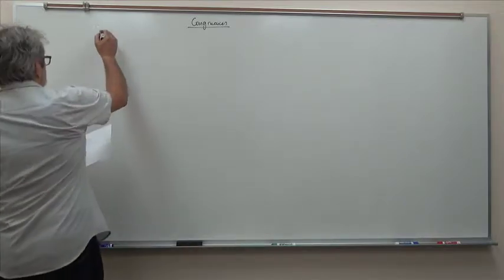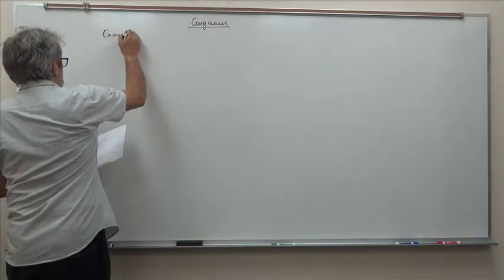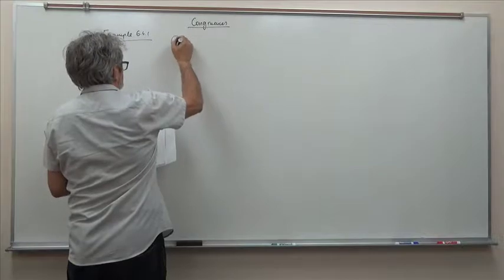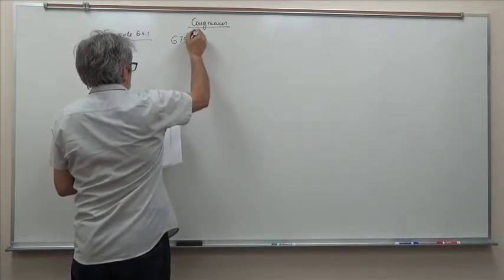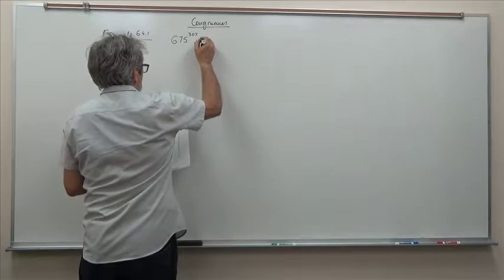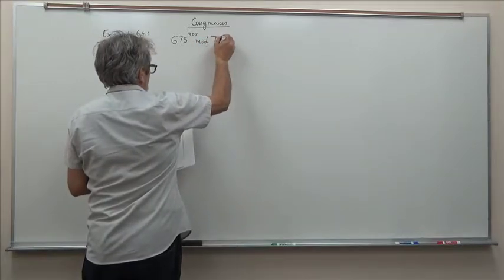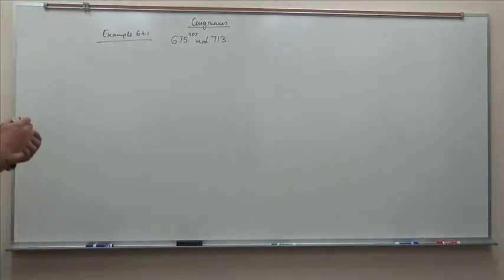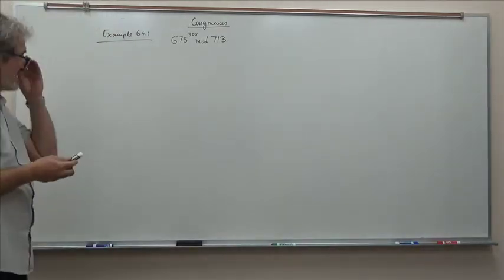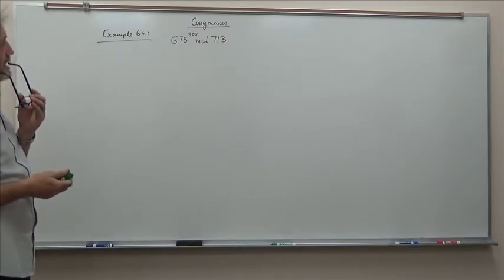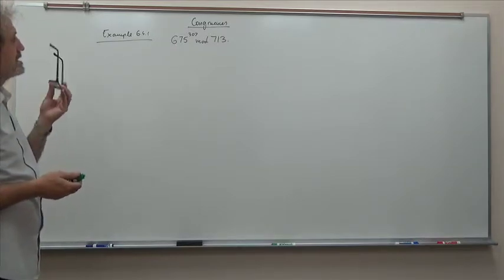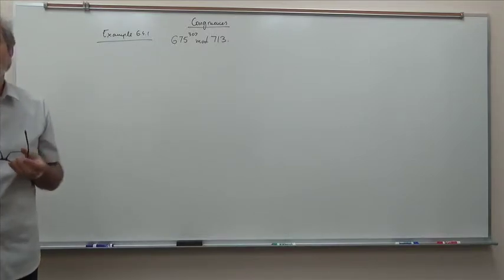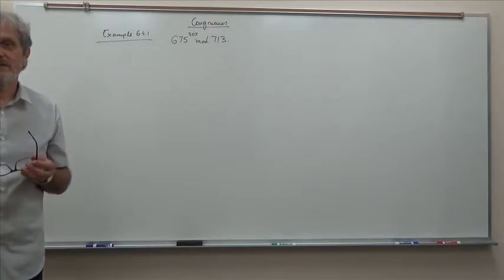Alright, let's continue. Example 641. Calculate 675 to the power 307 mod 713. What's happening? It's a huge number, beyond the memory of your calculator. Our idea is not to calculate the number itself, but to see, when I divide it by 713, how to find the remainder.